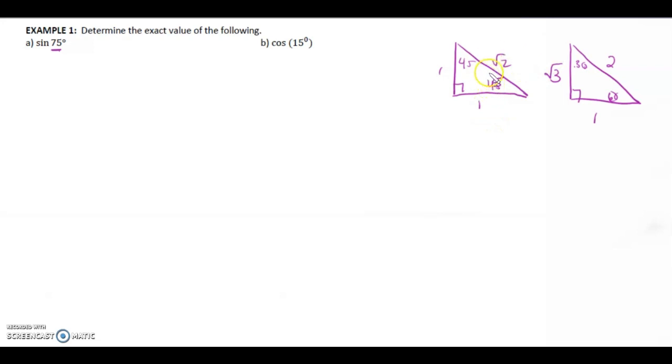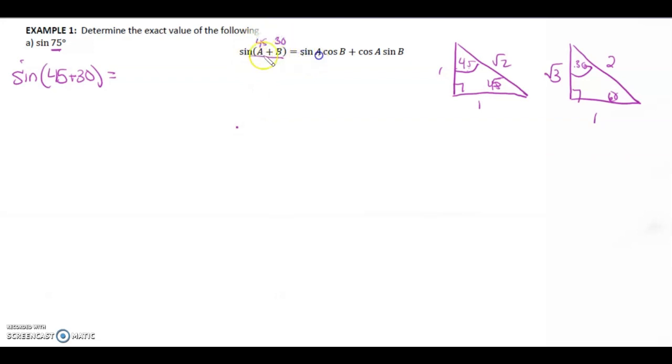So for this one, I'm looking at it, and 45 plus 30 is going to give us 75. So I'm going to break the 75 down into 45 plus 30. Let's actually expand. If we have sine of a plus b, what are we using? We're going to use addition, so sine a plus b. 45 is going to be our a value, and then b is going to be 30.